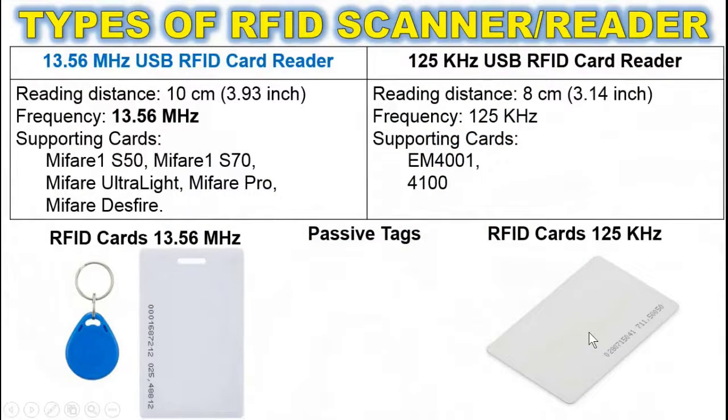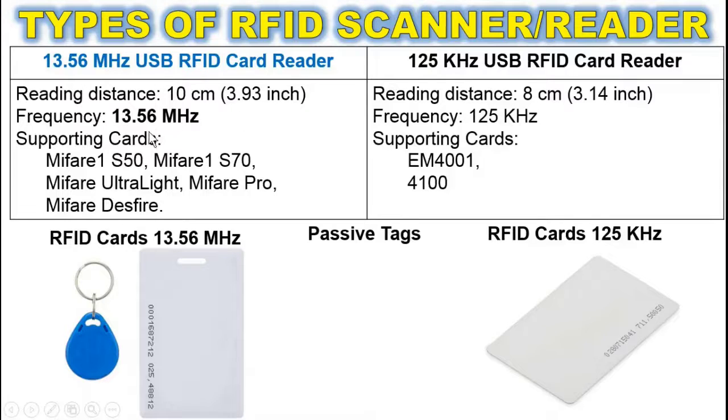Types of radio frequency identification scanner or reader. I bought two types of radio frequency identification scanner or reader from an online e-commerce website. The link is provided below under the description. The first type is the 13.56 MHz USB radio frequency ID card reader. It has a reading distance up to 10 centimeters or equivalent to 3.93 inches.